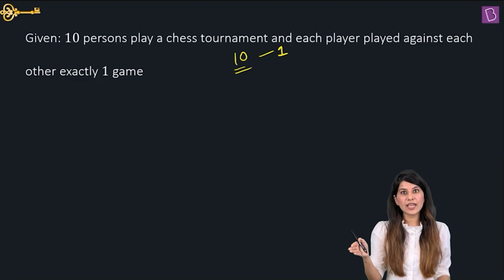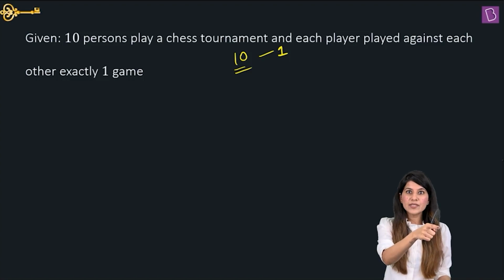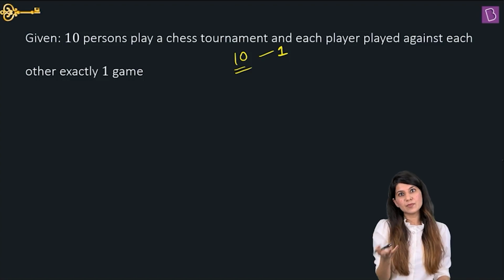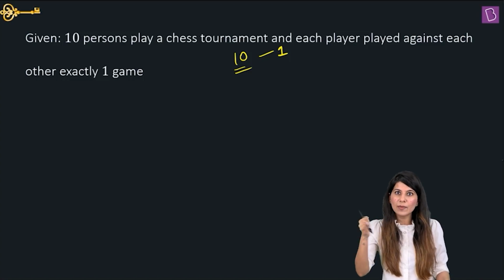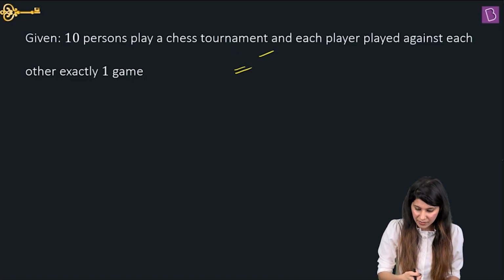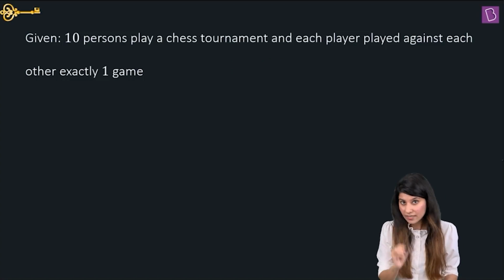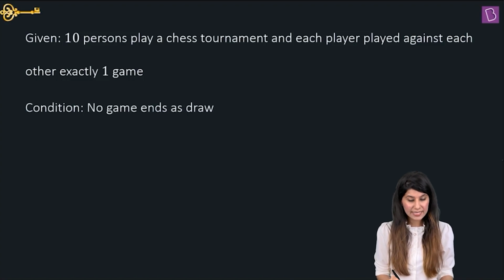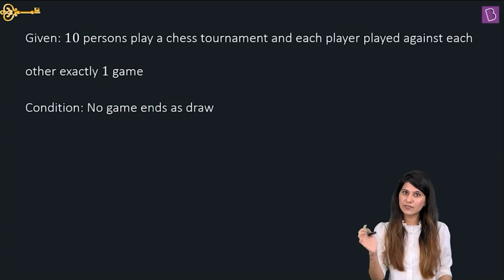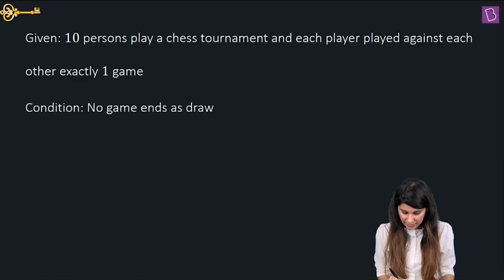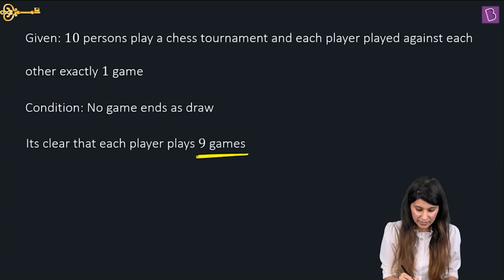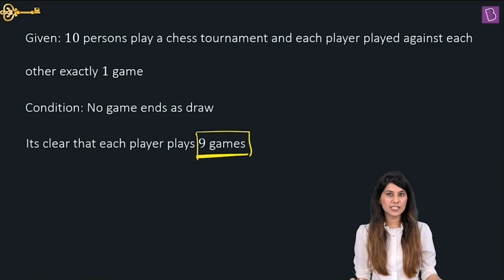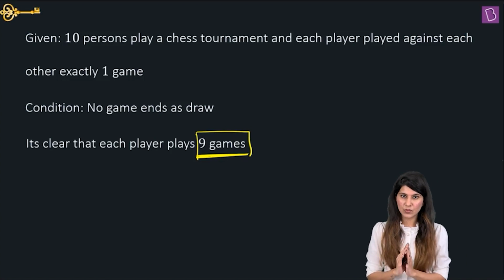Similar is the case with everyone, isn't it? That person will overall play 9 games because one is him itself, and he will play with the other 9. So every player, and the condition is no game ends as a draw. Nothing is a draw, either win or lose. So it is clear that each player plays 9 games. That is no hard thing to guess, that every person is playing total 9 games, right?